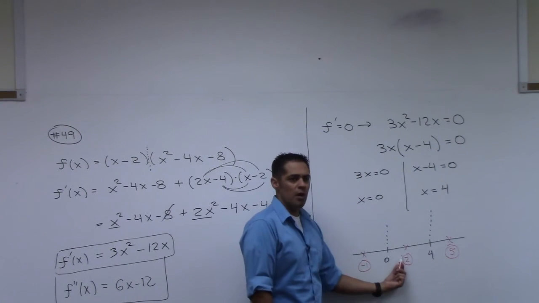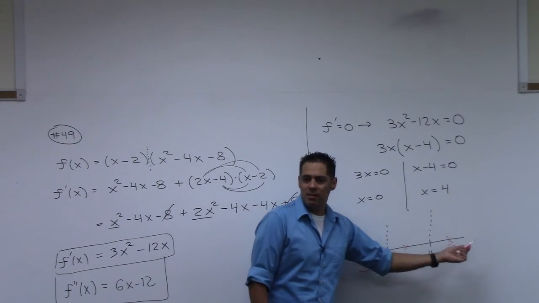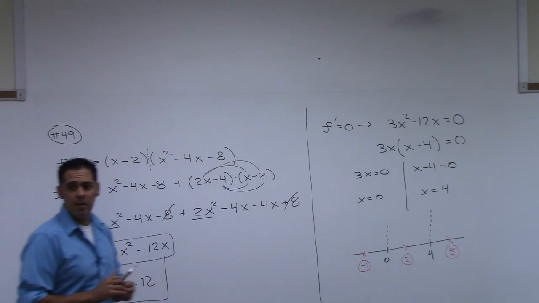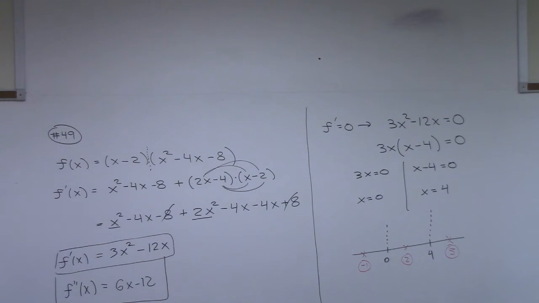Someone else could have used 1. Someone else could use 6. It's up to you. Those numbers you have the freedom to choose. Now, where do those numbers get plugged in? First derivative, right? Into the first derivative.